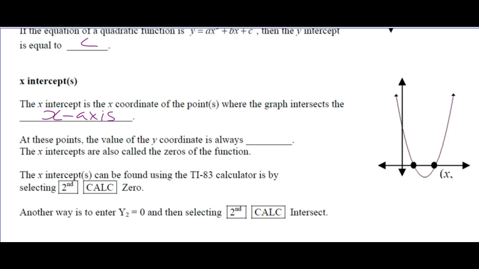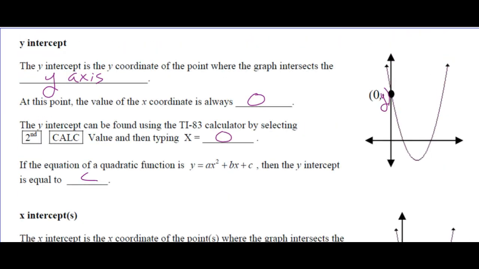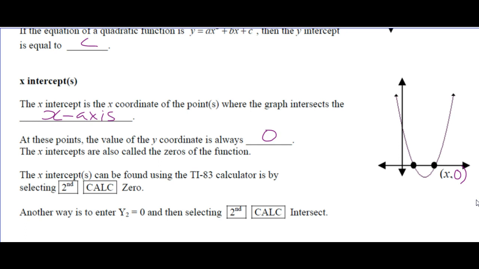Okay, just a number. At these points, the value of the y-coordinate is always 0. So this will be at (x, 0). Actually, this is (0, y). That's the coordinates of the point: (0, y) or (x, 0). The intercept itself is just the x or the y value. The x-intercepts are also called the zeros of the function. In other words, they're the value of x that will make the function equal to 0.